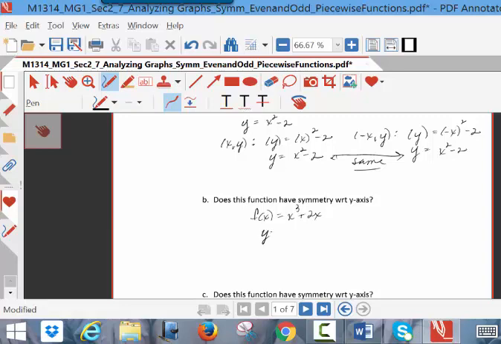So the first thing I do is replace the function notation with y, and then I try the 2 points. The 2 points have to satisfy the equation. Well, the x, y is really the same thing, y replaced by y and x replaced by x, and it's going to give you the original equation.